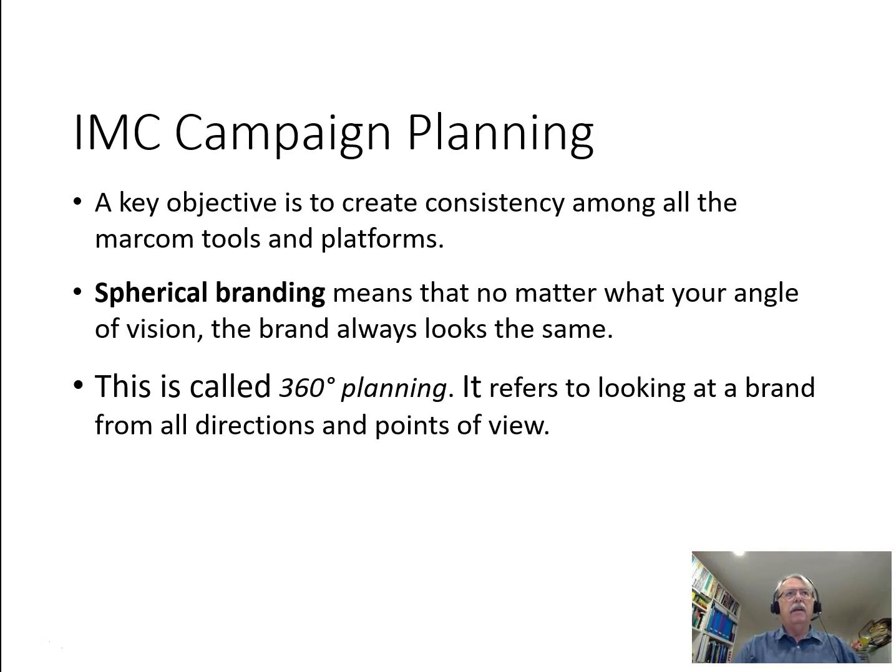When we talk about overall IMC campaign planning, the main objective is about consistency. So we want to make sure that all of the objectives are consistent, all of the Marcom tools, all of the platforms are consistent throughout the whole of the campaigning process. And we talk about spherical branding. So what this means is it doesn't matter where a consumer looks at a particular brand, it always looks the same. And what we call this 360-degree planning. So we're looking at a brand from all directions and all points of view.